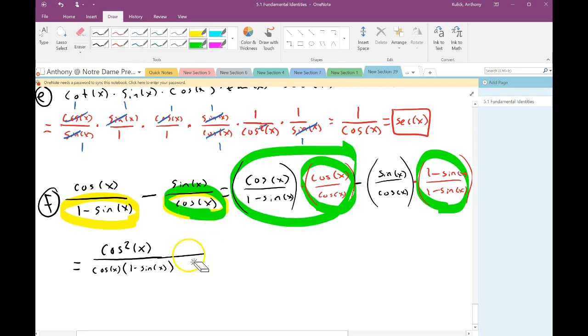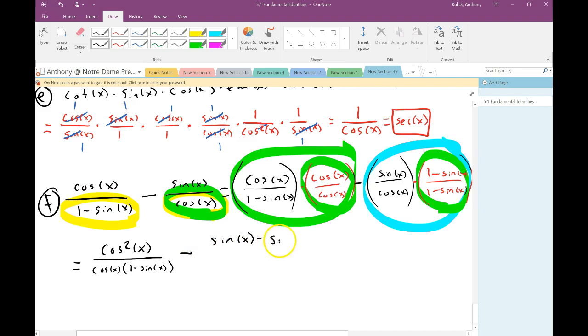And when I multiply the second fraction together, what are we going to get? I'm going to get sine x minus sine squared x, distributed. I told you they were going to get progressively sneakier.